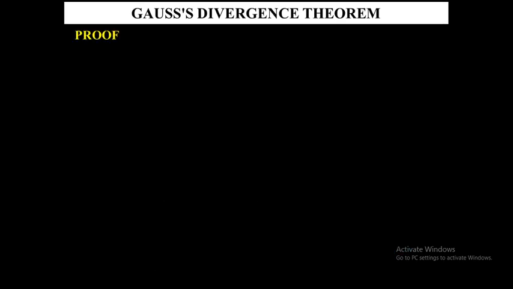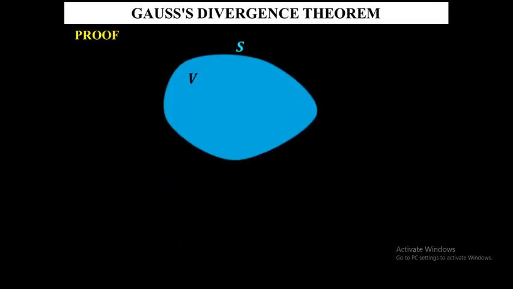To prove Gauss divergence theorem, we have to consider a closed surface S enclosed by the volume V, and suppose A is the vector field. This whole surface is made up of very small volume elements. Consider this small volume element having volume delta V1 enclosed by a surface area delta S1. Consider another neighboring volume element having volume delta V2 enclosed by the surface area delta S2. So this volume is made up of a large number of volume elements.